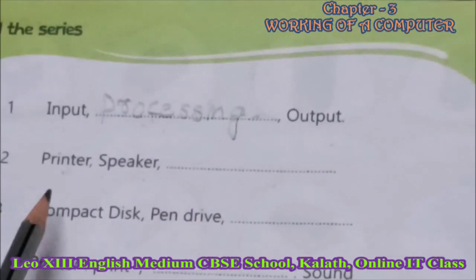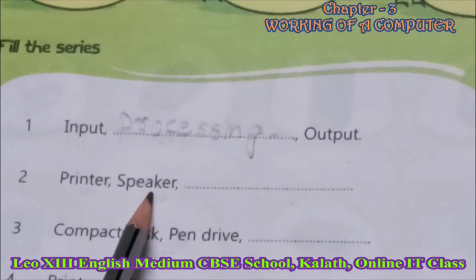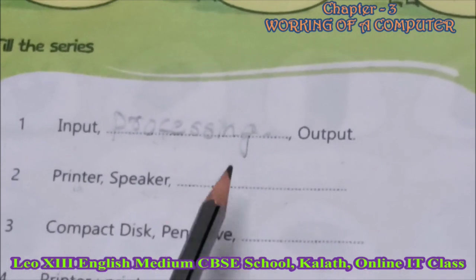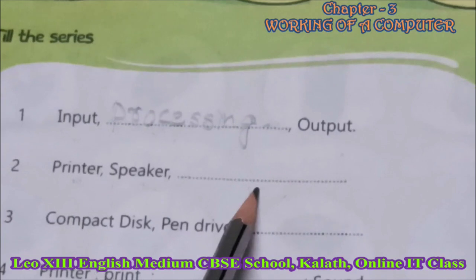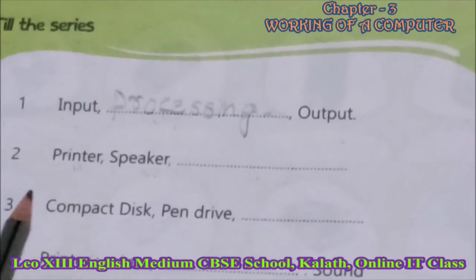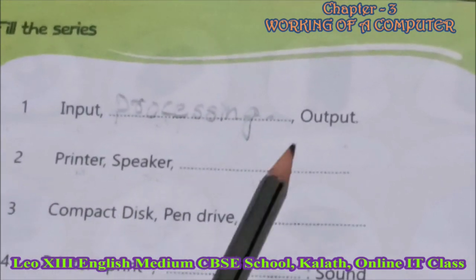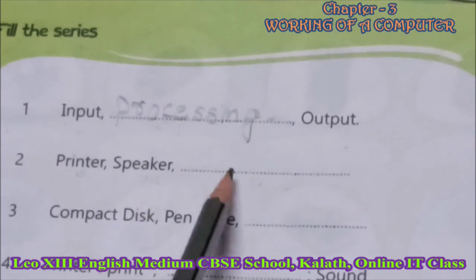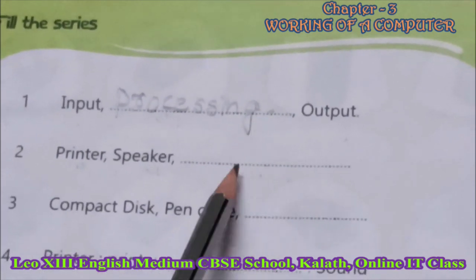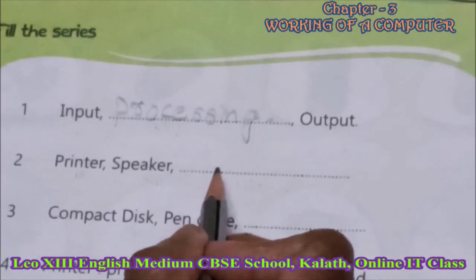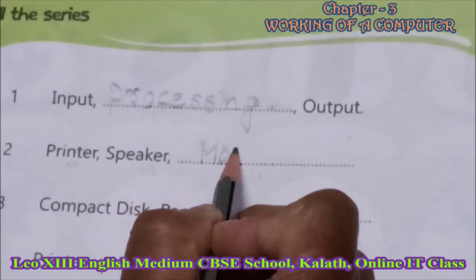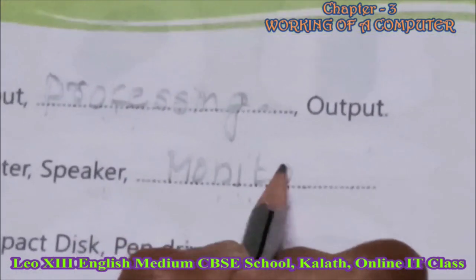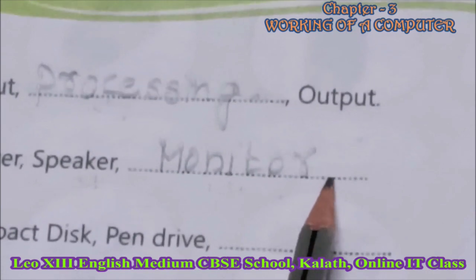The next question is printer, speaker, dash. What we have to write here? What are the output devices we learned? We learned printer, speaker and monitor. Yes, we should write here monitor. M-O-N-I-T-O-R. These are the output devices.